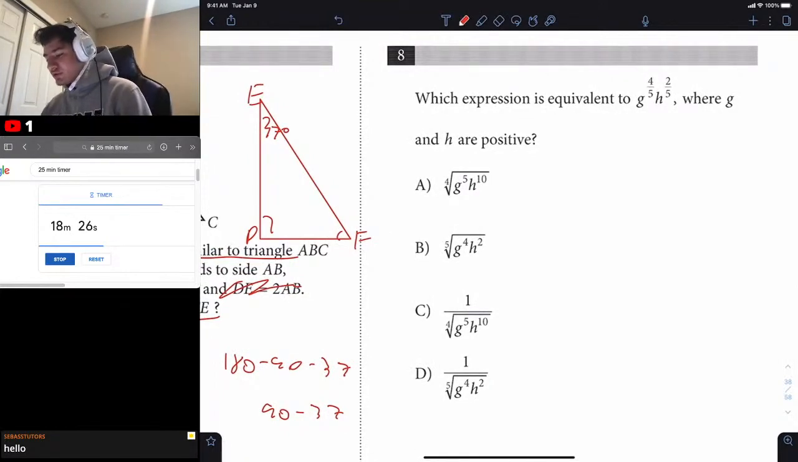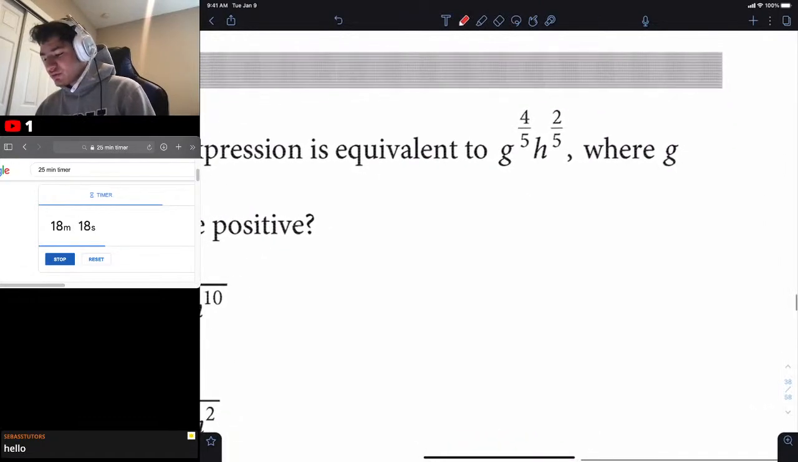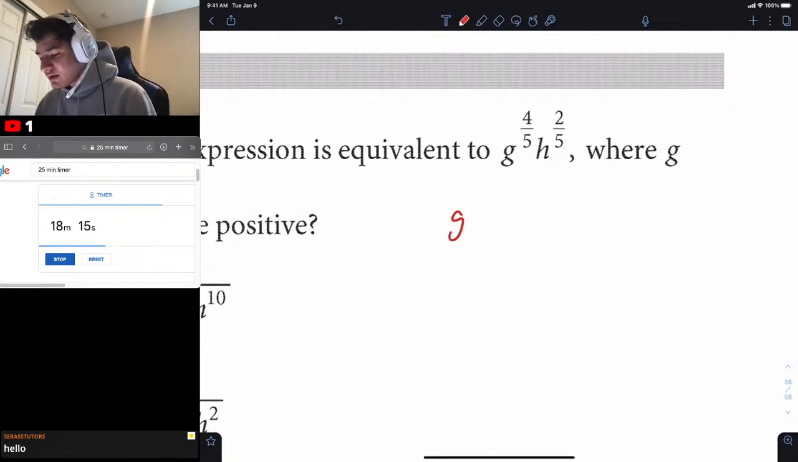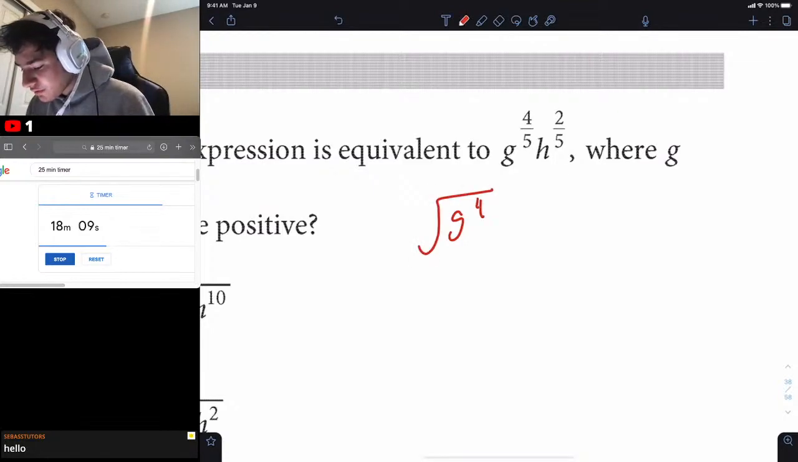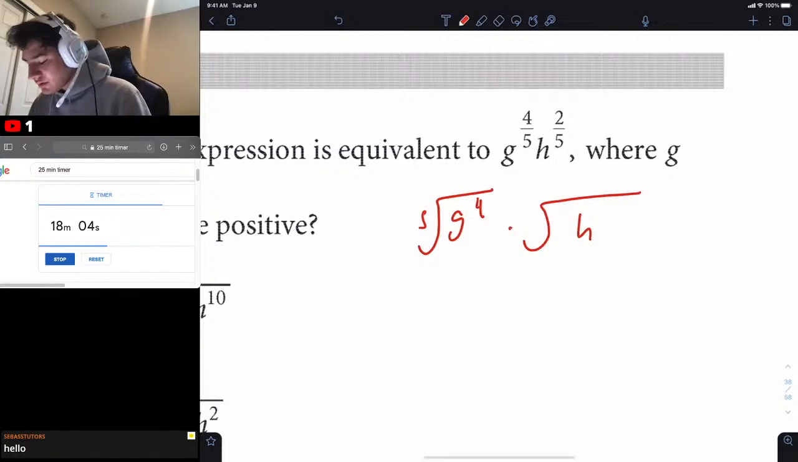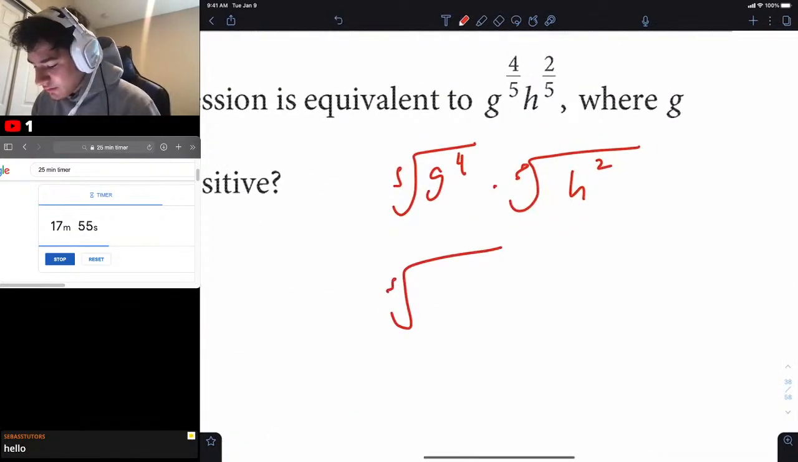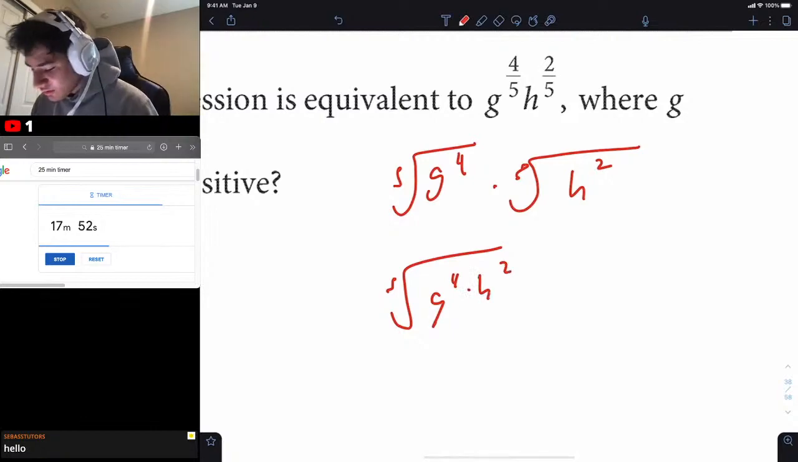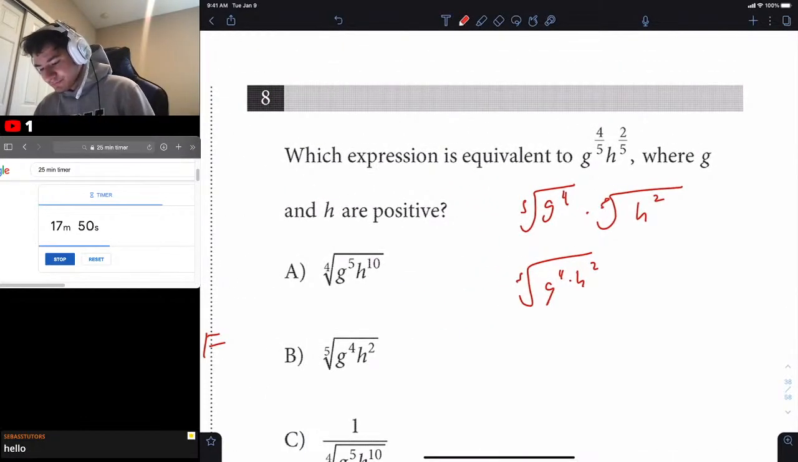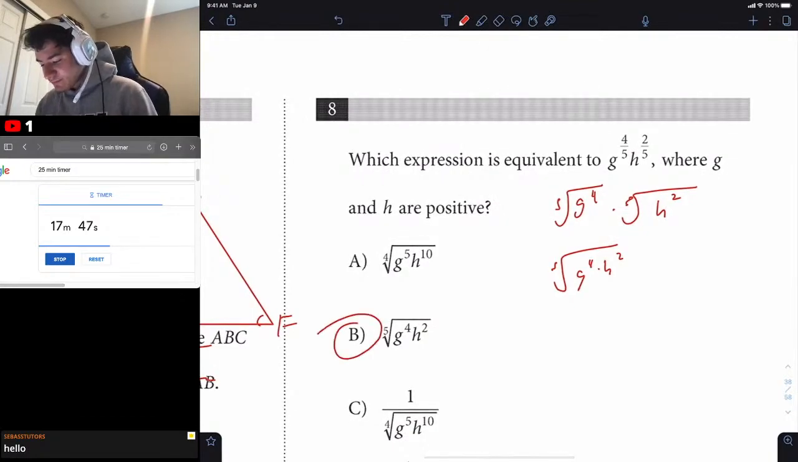Alright, which expression is equal to g to the 4/5 times h to the 2/5, where g and h are positive? Okay. I'm going to go ahead and convert these fractions to roots. So I get g to the 4th power, and this is going to be a 5 here, and then times h to the 5th root, and then 2nd power. And we can multiply these and say g to the 4th times h squared, all under the 5th root, which is going to be option B.